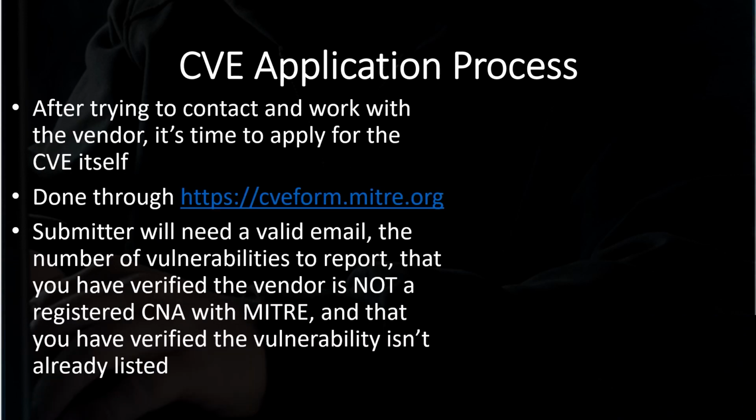So after you've contacted or attempted to contact a vendor, it's time to apply for the CVE itself. And it's done through cveform.mitre.org. The submitter needs a valid email, the number of vulnerabilities to report, that you have verified the vendor is not a registered CNA, and that you have verified the vulnerability isn't already listed. You have to do a bit of research on that part, right? You can go through the CVE database to see if that application's been tested and found to be vulnerable before to the vulnerability that you're reporting. You can use Google, search engines, etc., to do some of that research. You want to spend a decent amount of time here. You really would hate to spend a lot of time submitting your report just to find that it's a duplicate.